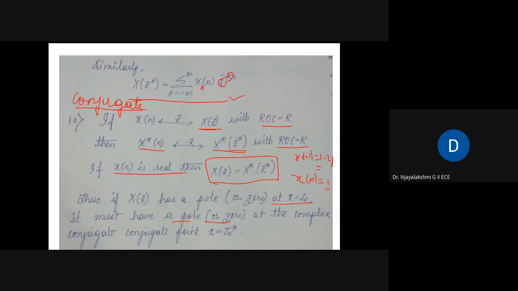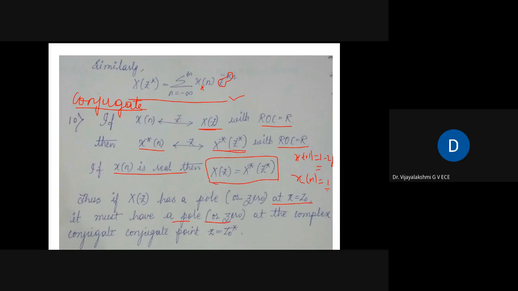Now further, in the previous classes, you have come across various examples where we took different signals and we applied the Z transform to get the X of Z.